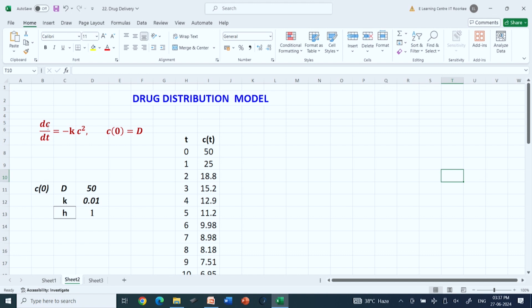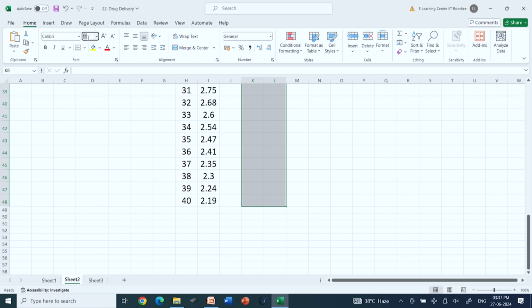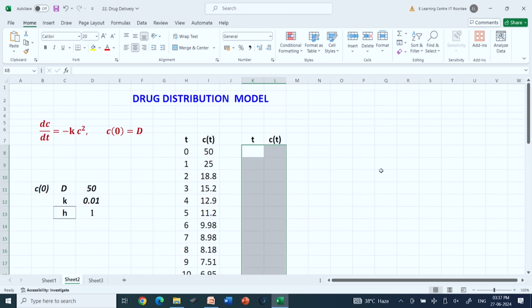So, the first equation is dC/dt equal to minus kC square and C0 is equal to D. So, our initial condition is 50, K is 0.01 and H is 1. So, I have my time T and my concentration as Ct. So, I change the fonts to be 20, center them, make a bit bold, and let's make the font size same as 20 and center them.